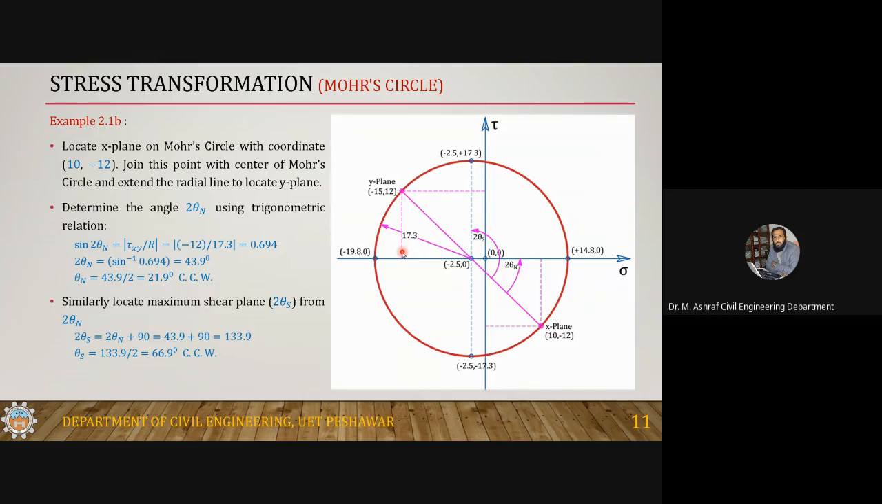Now you will have to look at the principal plane and the maximum shear stress plane. For the principal plane, this angle is 2 theta n. So sine of 2 theta n is equal to tau xy divided by R with an absolute sign. So this is 0.694. If you take the sine inverse of this, it is 43.9. This angle is 43.9, and theta n is 43.9 divided by 2, which is 21.9.